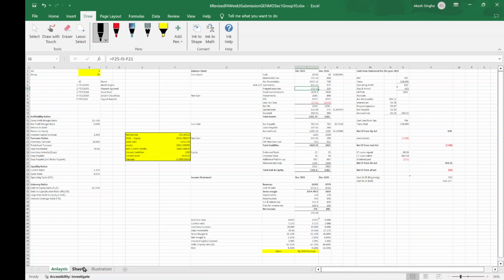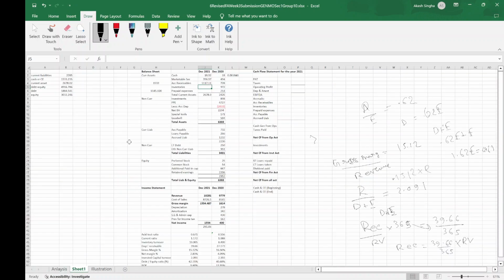Okay, inventory turnover is given as 10.005. Inventory turnover means revenue, or cost of goods sold, sorry, COGS by inventory equals 10.005. From here, you can calculate inventory equals COGS by 10.005.